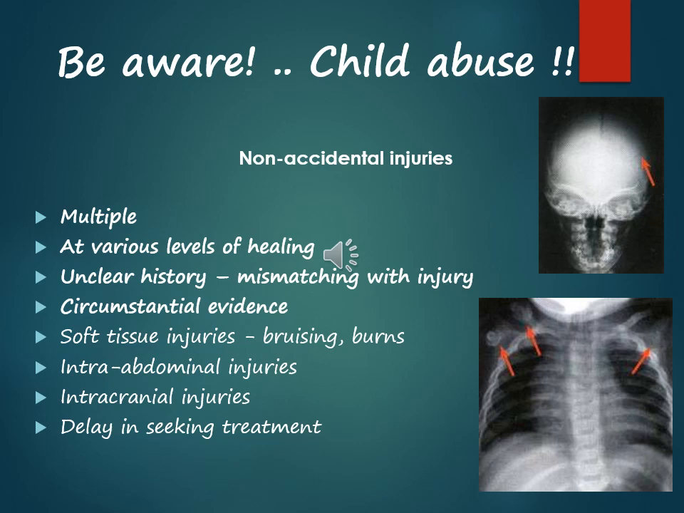Also, you will have to be aware of unclear history or mismatching history from parents. And then you will need to look at other injuries that can direct you towards possible non-accidental injuries, like skin cigarette burns, bruising, abdominal injuries, intracranial hemorrhage, for example, delay in seeking treatment, etc. All of these are important points to look for when you suspect these injuries.